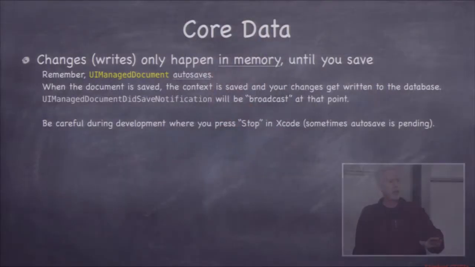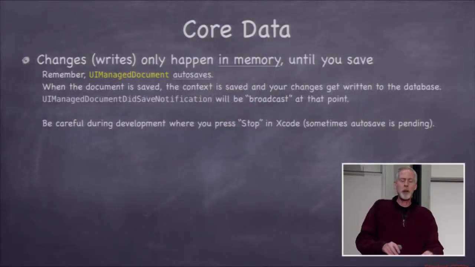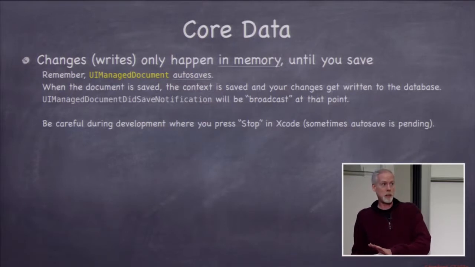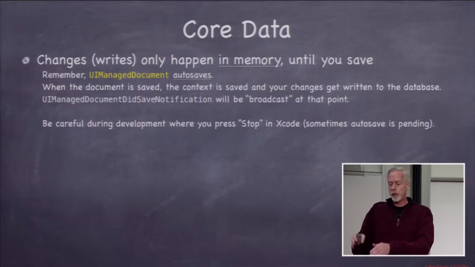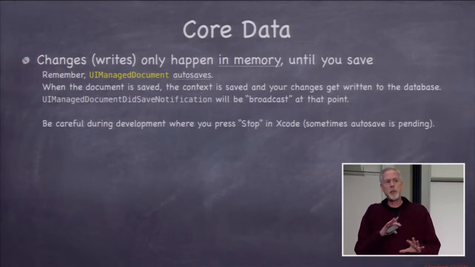Okay? Now, all these changes that you're making, inserting objects, setting all those properties, those only happen in memory. They're not happening on disk until the context is saved. Now, the context has a save method. Okay, if you go look in NSManagedObjectContext, it has a save method. But you're not going to call that because you're going to let UIManagedDocument autosave the context. Right? So if you save the document, or you can actually send a message to the context to save itself, either way, it will save out to disk. But until then, all the changes you're making are just in memory.